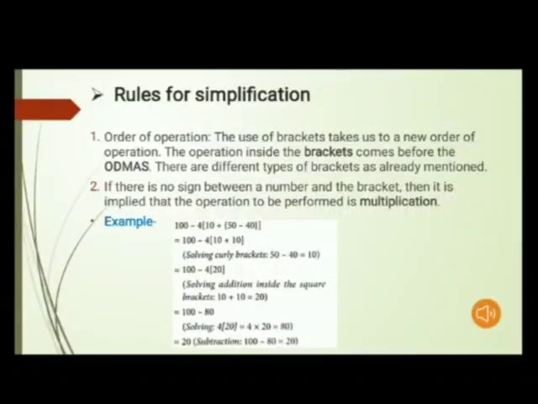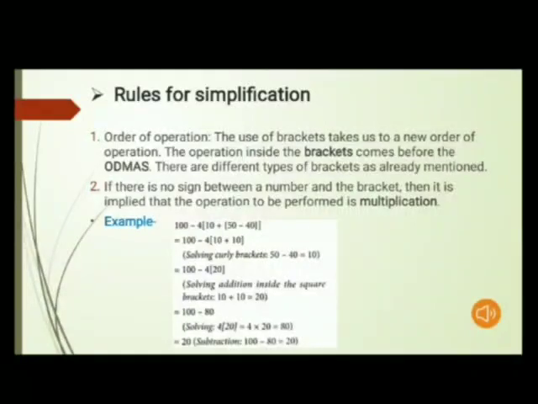It will be 10. And in the square bracket, now 10 plus 10. Now we will solve the addition inside the square bracket. That will be 10 plus 10, 20. Now, as you can see in the slide, 4 multiplied by 20. The bracket between 4 and 20 means multiplication. So 4 20s are 80. 100 minus 80, it will be 20. We will do the subtraction at the end and the answer will be 20.